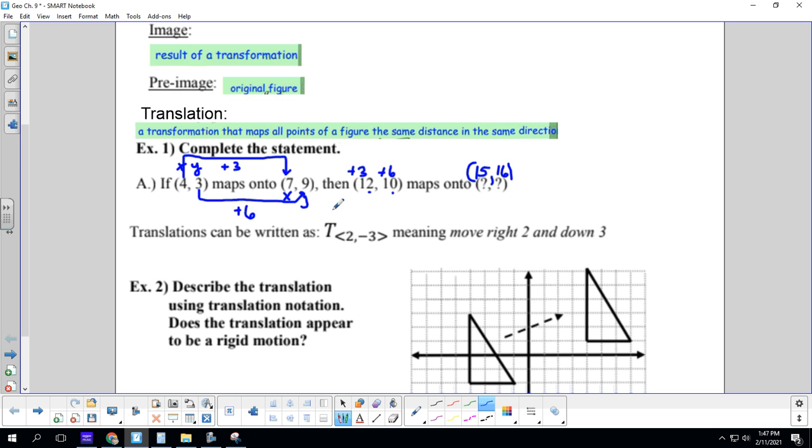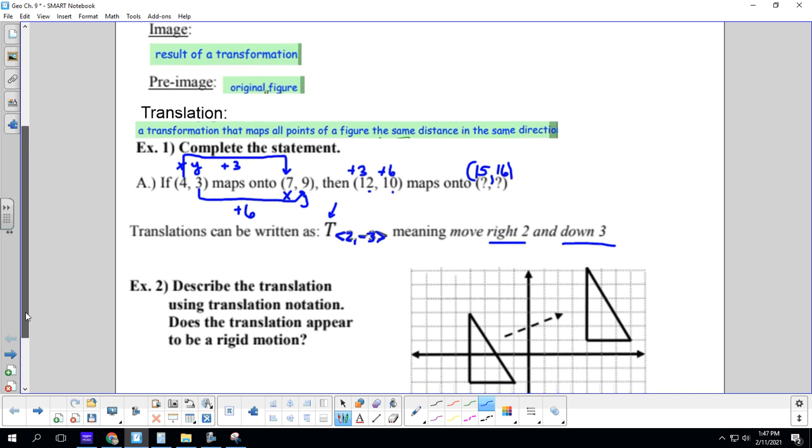Translations can be written as a big T with how far along the x we go, comma, how far along the y we go, and the little arrowheads there. This means we move right 2 and down 3. If it's negative on the y, it's down, or if it's negative on the x, it's left.